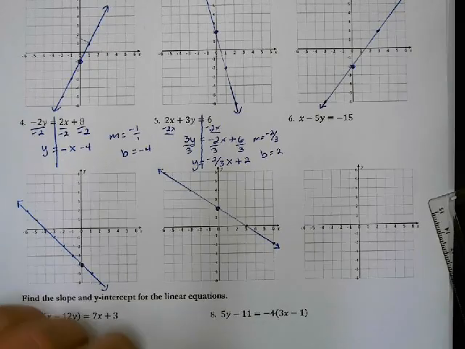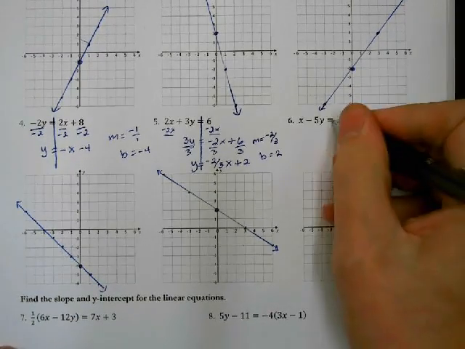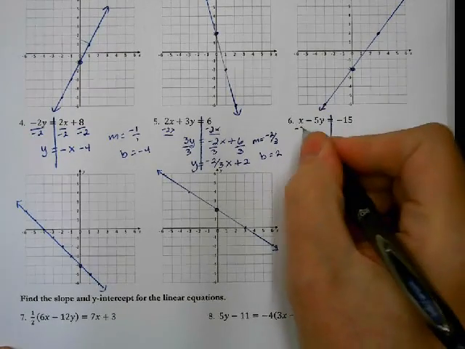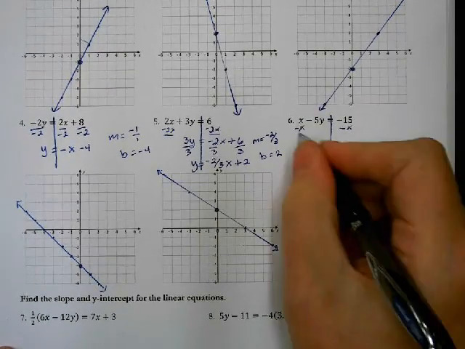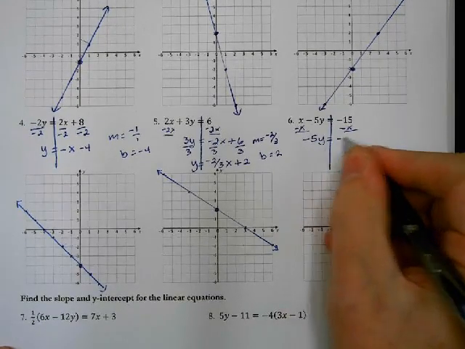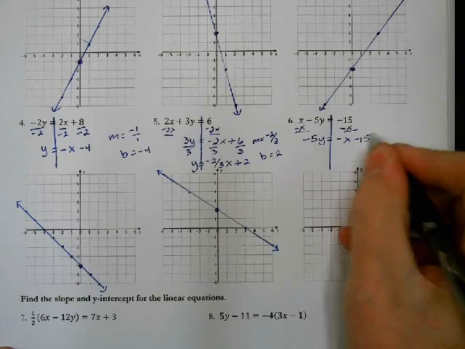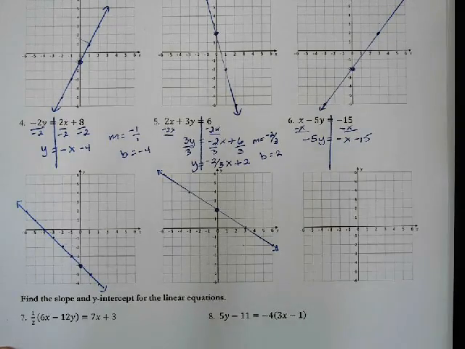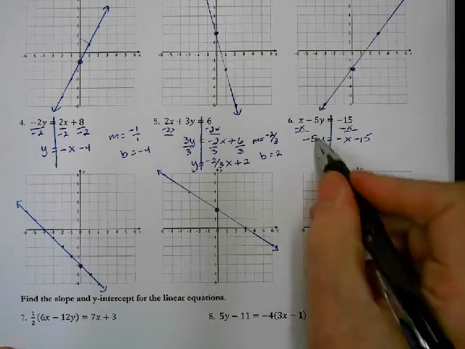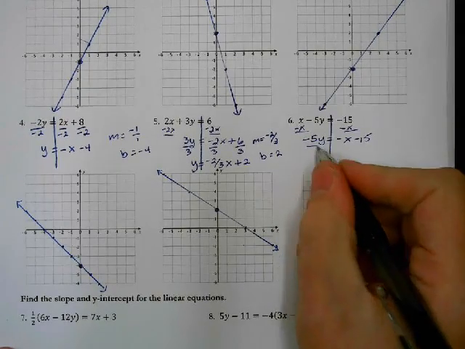Okay. Let's see. Last one of this type. I subtract x from both sides. I get negative 5y equals negative x minus 15. I cannot combine those because they're not like terms. Now I'm going to divide everything by negative 5. The coefficient of y is negative 5, so I divide everything by negative 5.